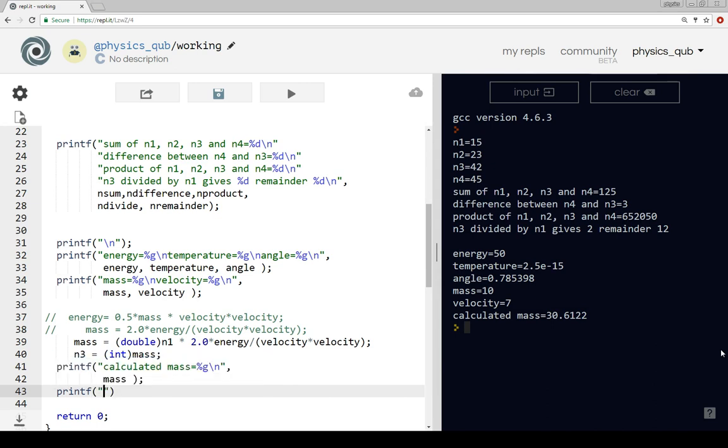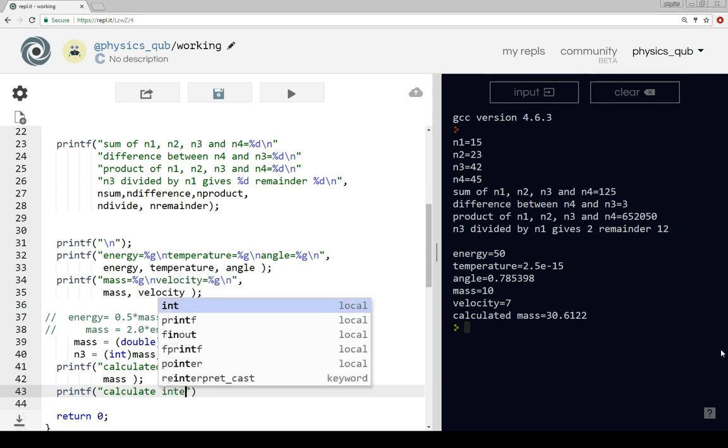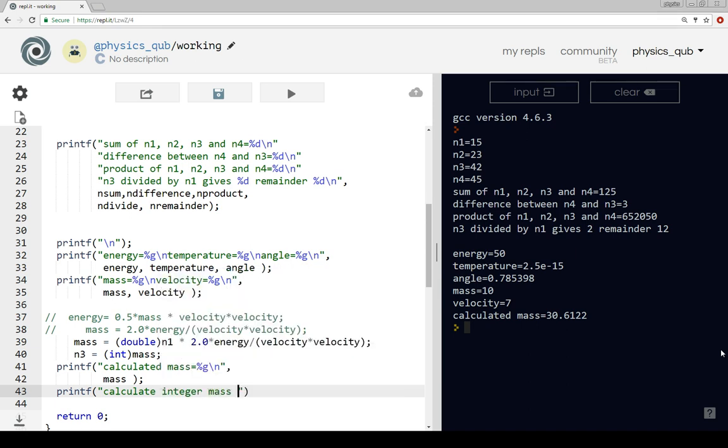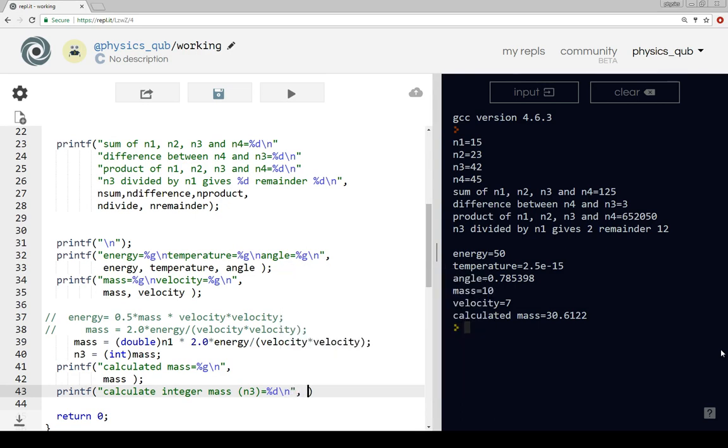So what we can say here is calculated integer mass, and of course we're just using n3 for that, equals, of course, percent d again for an integer. Anyway, have a think, what would you say the answer would be if we've got 30.6 there for the mass? Now we're going to convert it into an integer. What would you convert it to? Anyway, let's see what the computer does. We will run it again.